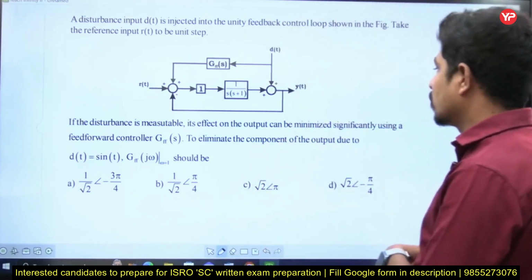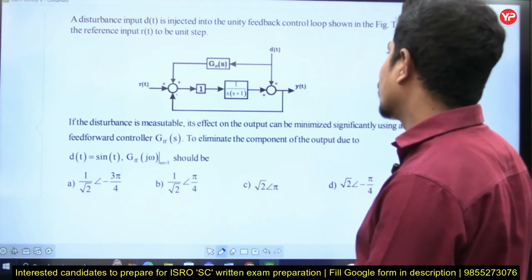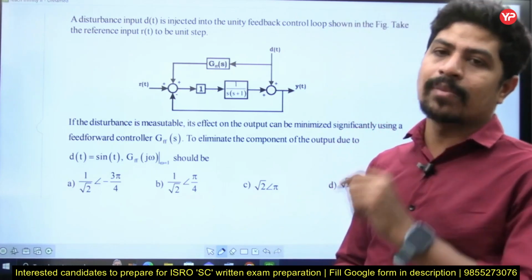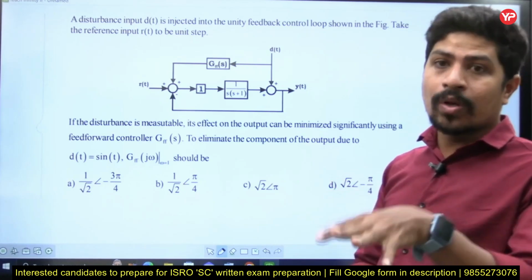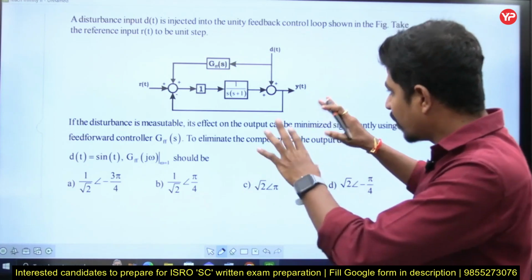Read this question. This is also a very good question. He's saying that a disturbance input d of t. This kind of question has appeared a number of times in the ISRO examination and the DRDO examination. Previously DRDO used to recruit without GATE through its own examination. In DRDO you can find this kind of question, many questions, and it is a very good question.